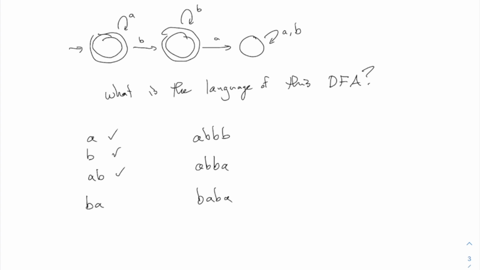BA. I think BA is rejected, right? If I start here, I go B, and then A. That is in the rejected state. So this is rejected. How about ABBB?